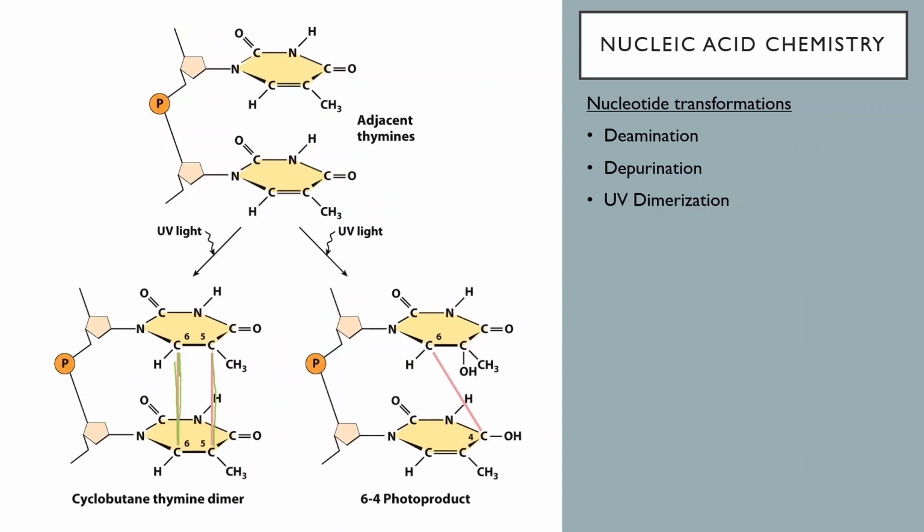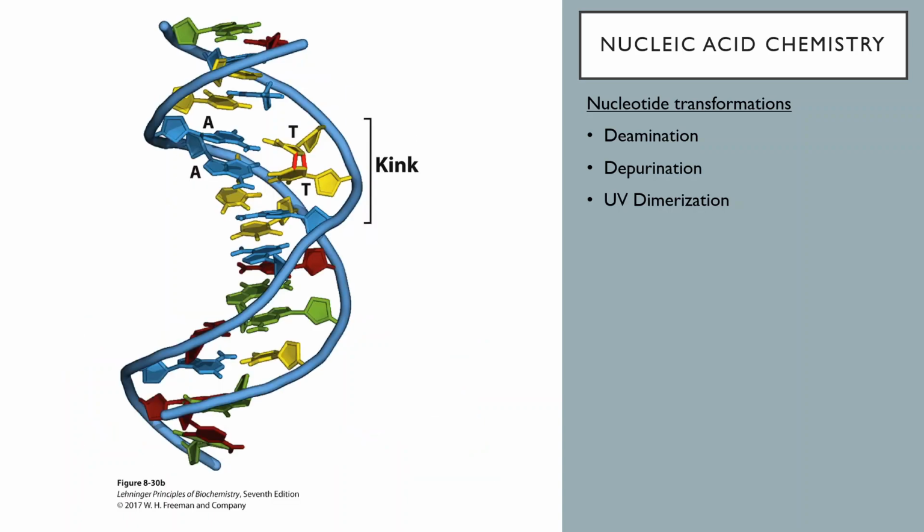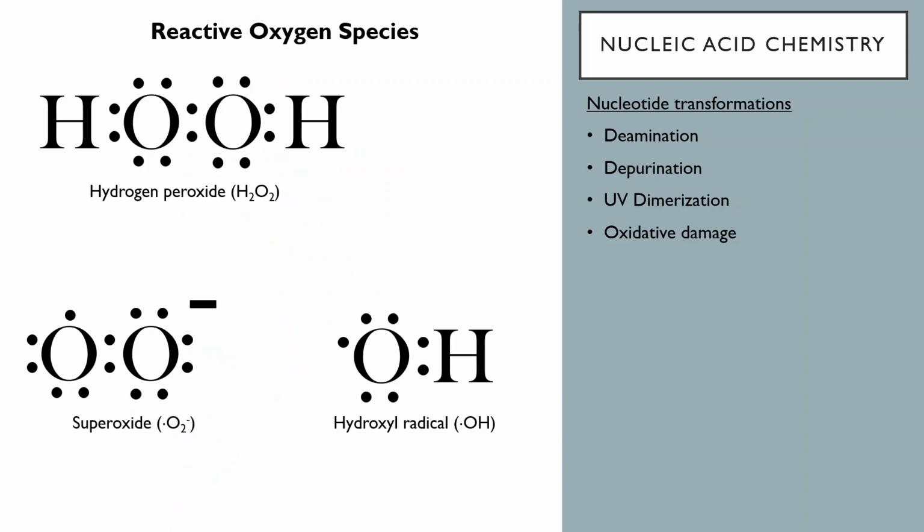So UV light from the sun can create these photodimers in DNA, in skin cells, and if those mutations happen to hit a gene that controls cell division, then that cell can become cancerous. And so all of these substances that cause nucleotide transformations, that's another thing they can do. They can cause cancer. Another really common form of nucleotide damage is what are called reactive oxygen species.